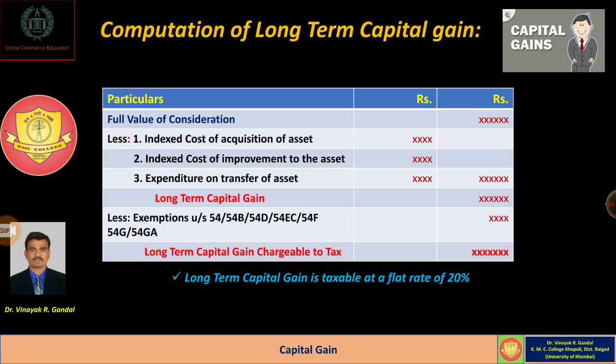Means long-term capital gain is always chargeable to tax at a flat rate of 20%. Okay, so this is the separate chart for computation of short-term as well as long-term capital gain. Okay.